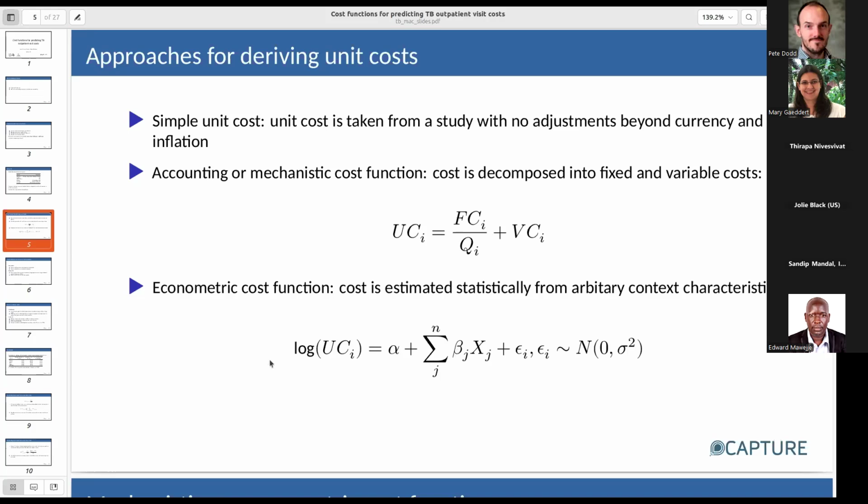And then finally, we have econometric cost functions, which are also sometimes called empirical cost functions, where you try and estimate the unit cost statistically given arbitrary characteristics that are relevant to the cost. So this is an example of an econometric cost function. It doesn't have to be a log normal function, but because costs are typically right skewed, commonly you would use a log normal or maybe a gamma function and do some kind of regression analysis, basically.